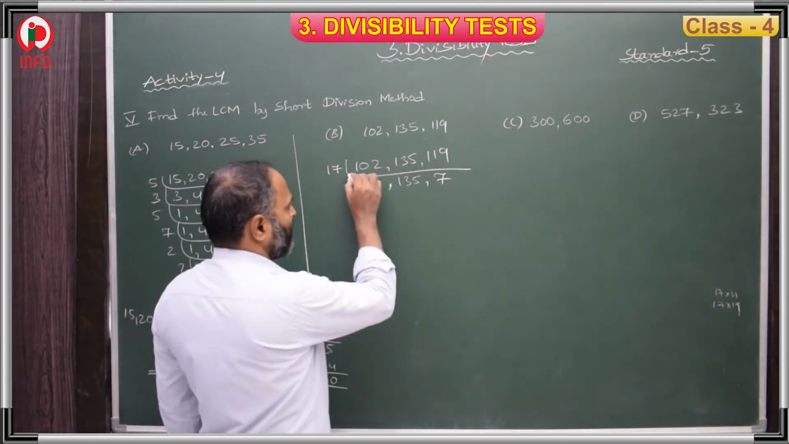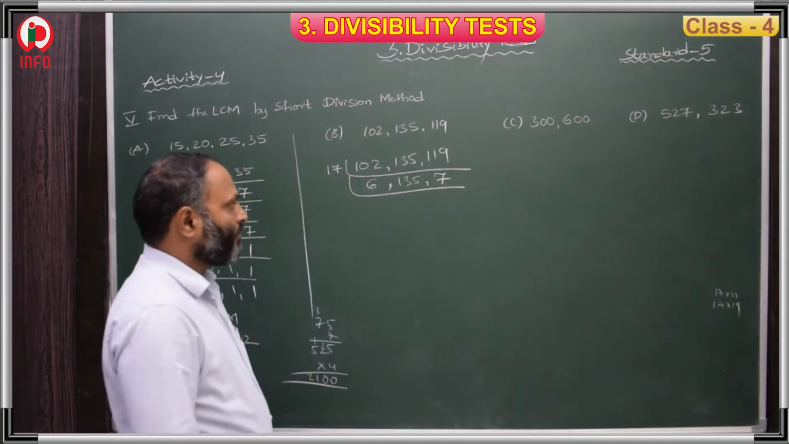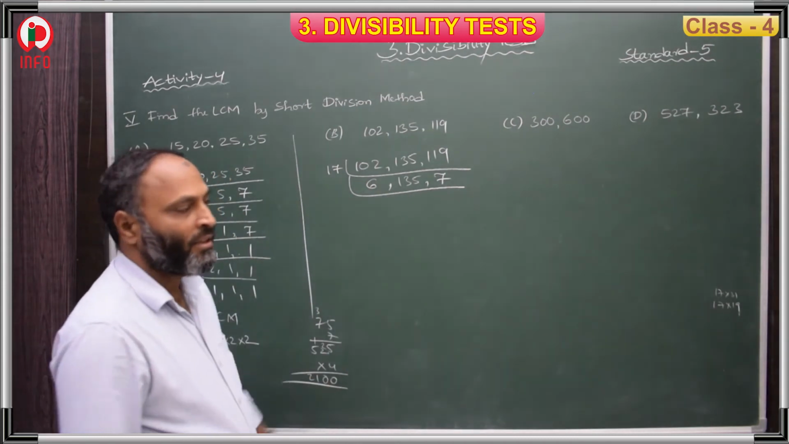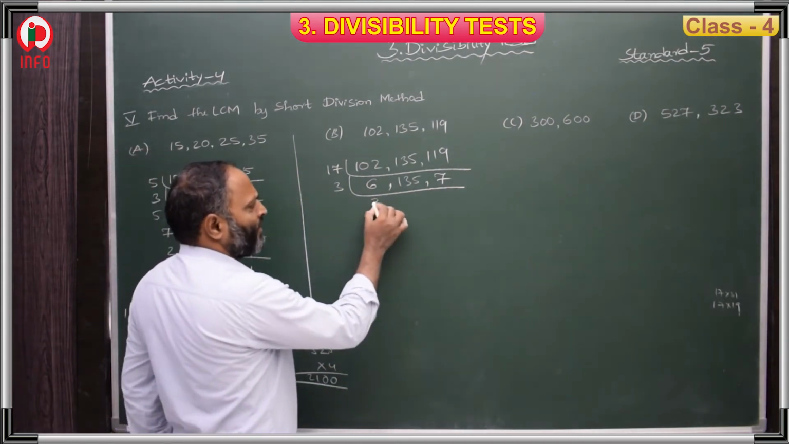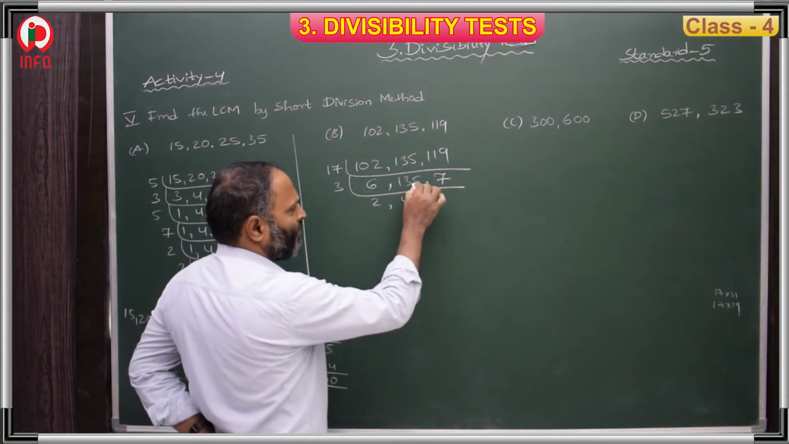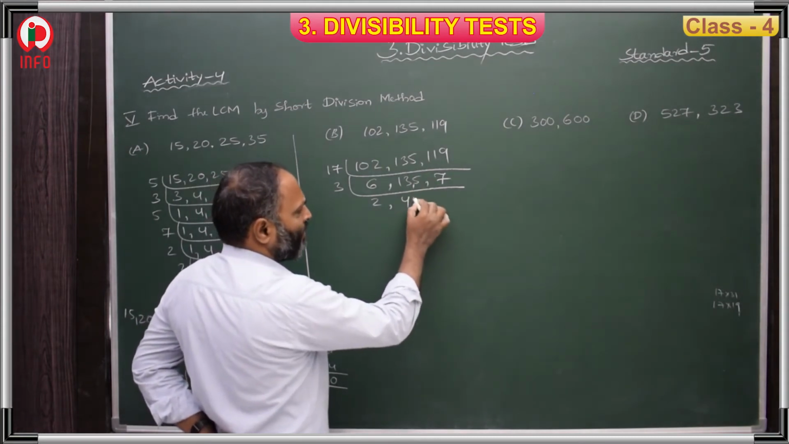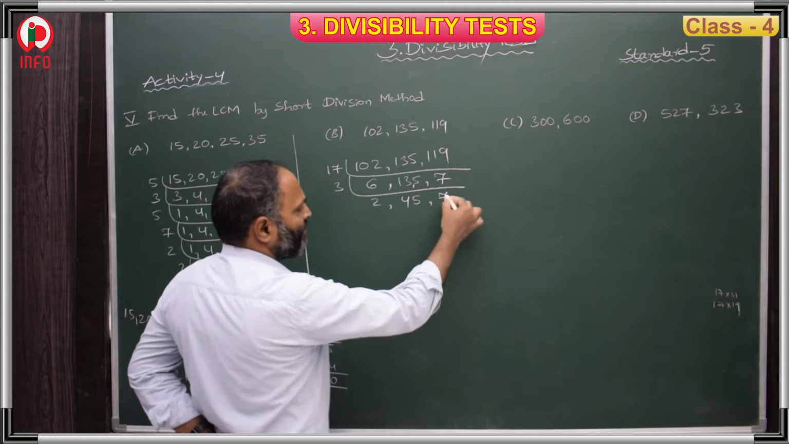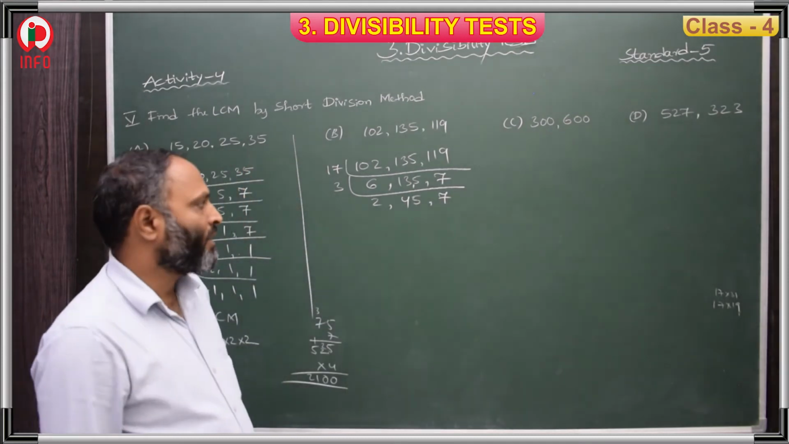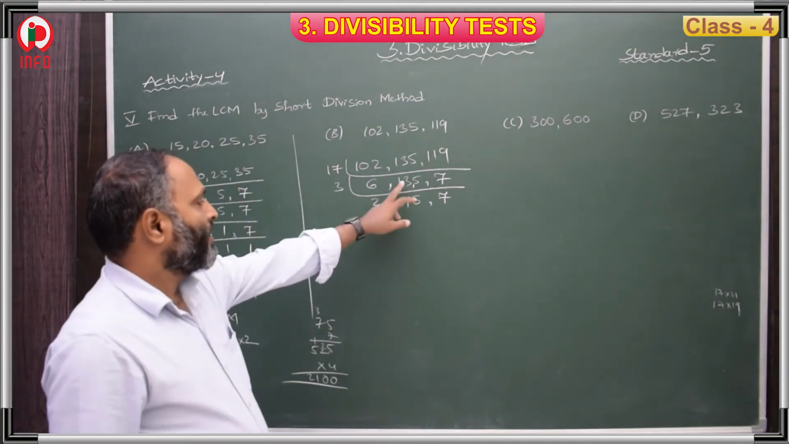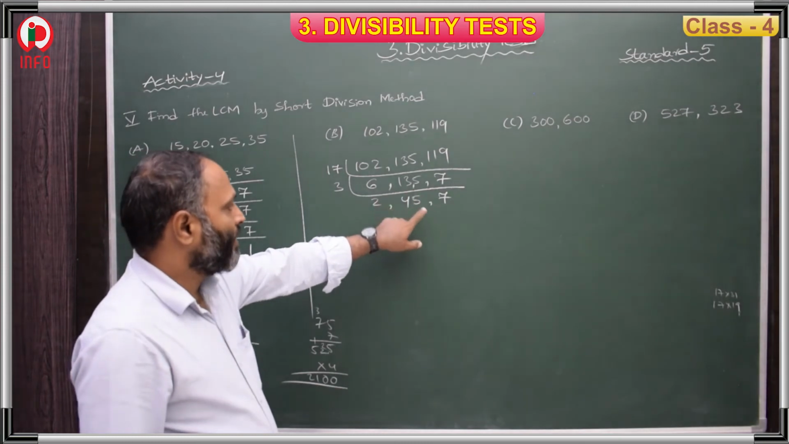Again, these two are divided by 3. 3 twos are 6, 3 fours are 12, 1 left. 3 fives are 15 and 7. And 7. Now 3 fours are 12, 1; 3 fives are 15.